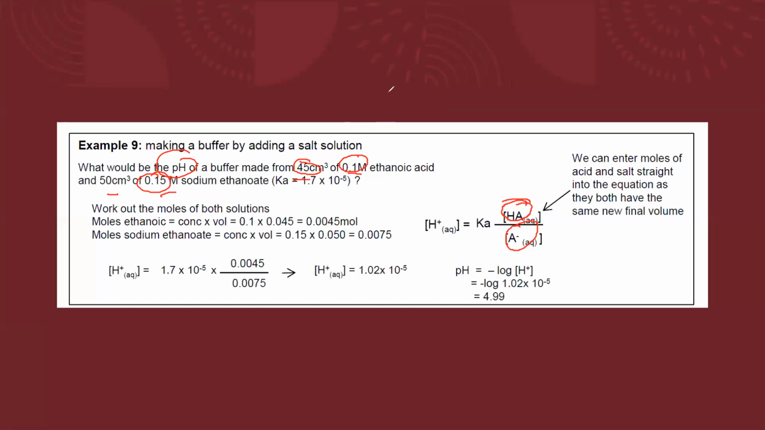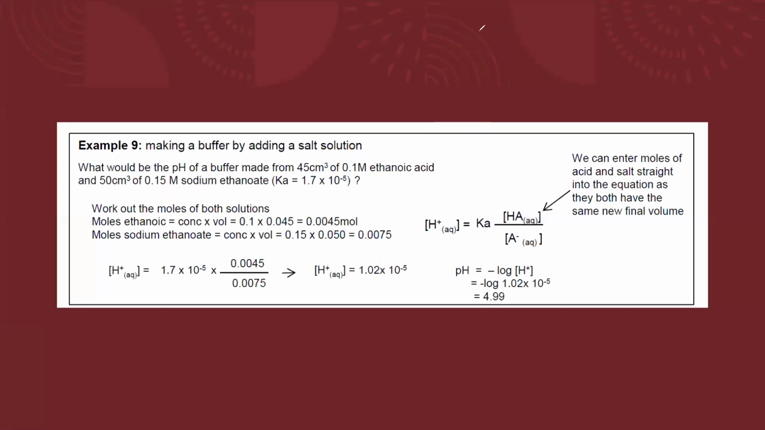How will the concentration change? This is the original volume and original concentration, and the new volume will be 45 plus 50, which is equal to 95. So the concentration will change in the calculation steps. To overcome this, you can substitute the moles here. Why can you substitute the moles? As you can see, hydrogen ion concentration equals Ka, the dissociation constant of the acid, times the concentration of acid divided by the concentration of salt. Instead of substituting concentration, I can substitute moles, because it is moles divided by volume over moles divided by volume, so volume cancels with volume and I have the moles. So I can substitute the moles.